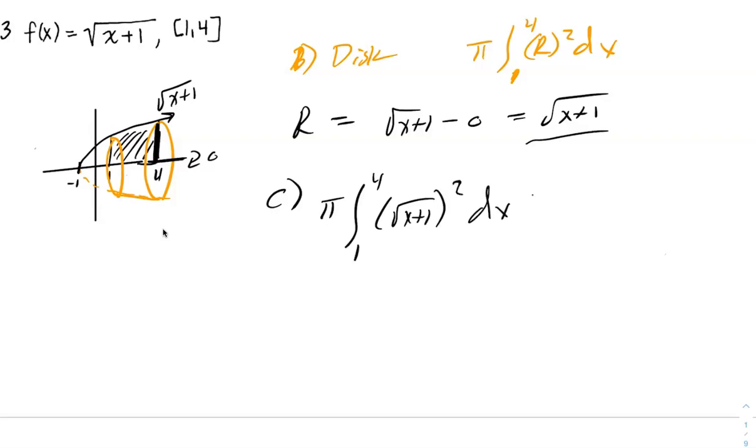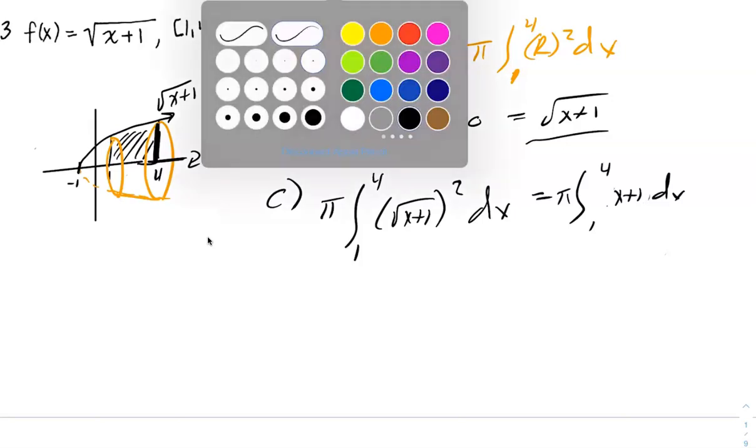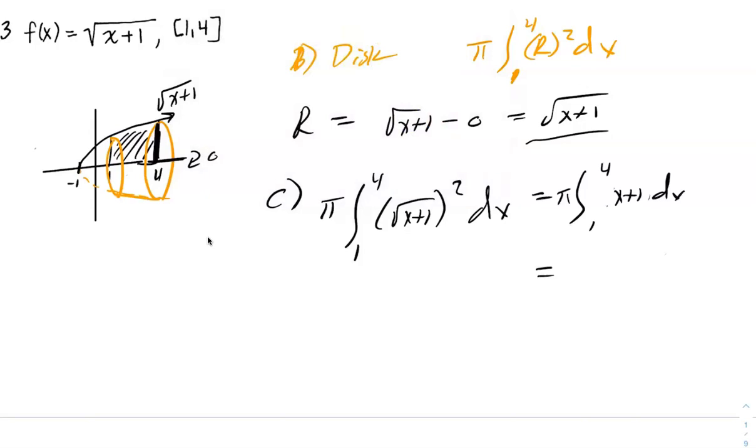Now if you want to simplify, I guess you could. It'd be pi times the integral from 1 to 4 of x plus 1 dx. So it's an easy thing to integrate. You actually don't need the parentheses. Couldn't think of the name for a second. It's easy enough to do by hand if you want to. And if you did that, you'd get 21 pi over 2, or for the lazy, 32.987.